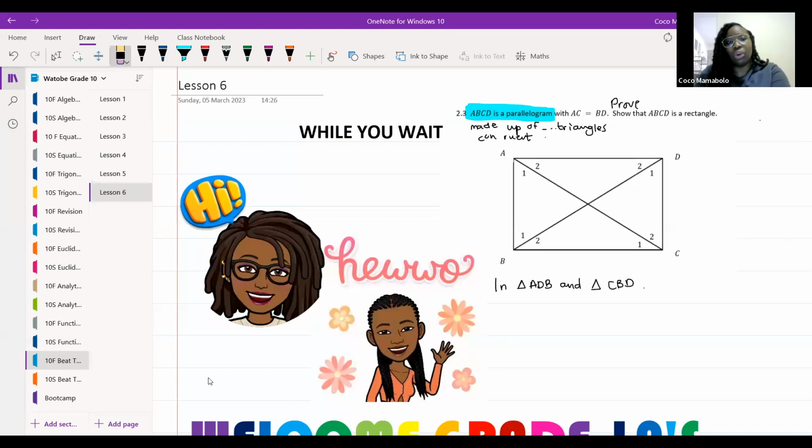So does anybody have anything they want to tell us about these? Now, remember, guys, let's start by thinking about the fact that ABCD is a parallelogram. What do we know about parallelograms? Let's start there. Who can give us a clue?